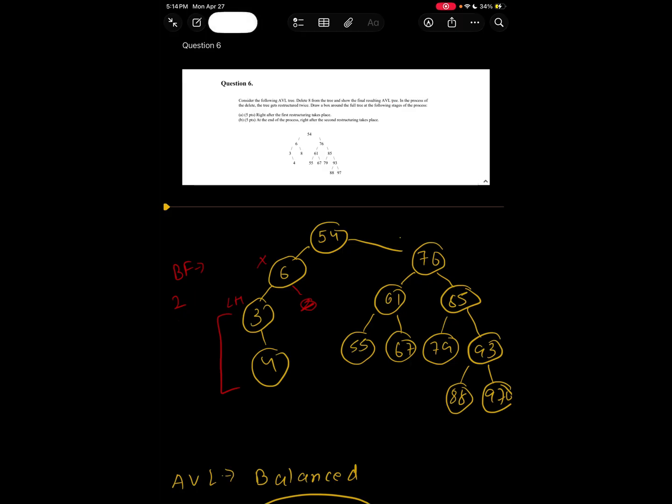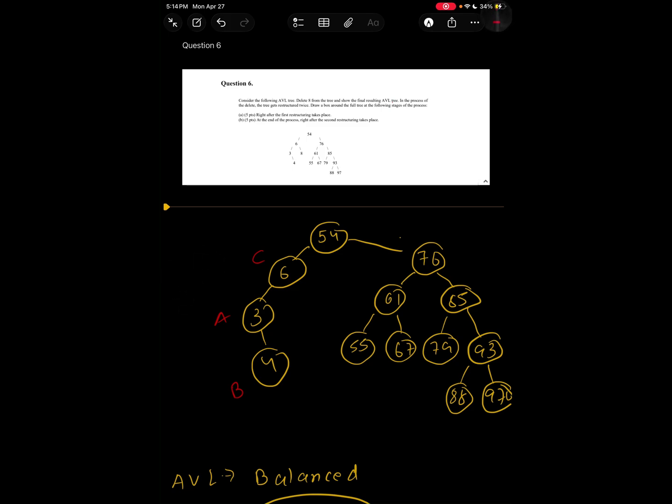So we need to balance 6, right? So let me just remove this. So this is the method I learned. I had learned the ABC method, where B is the middle value, A is the smallest value, and C is the biggest value. So the middle value is 4. The biggest value is C, and the smallest value is A.